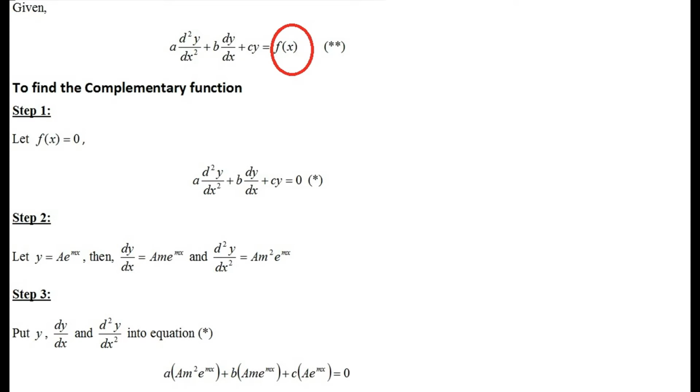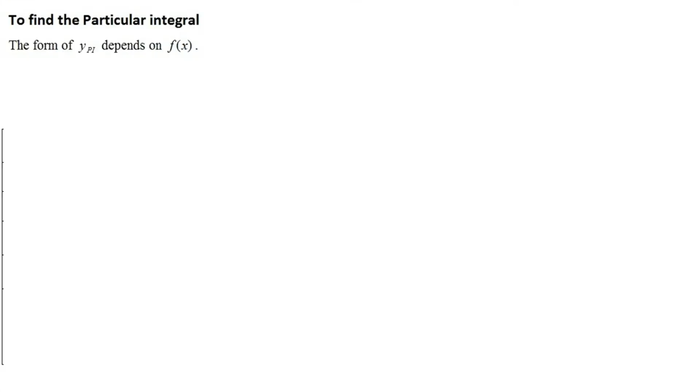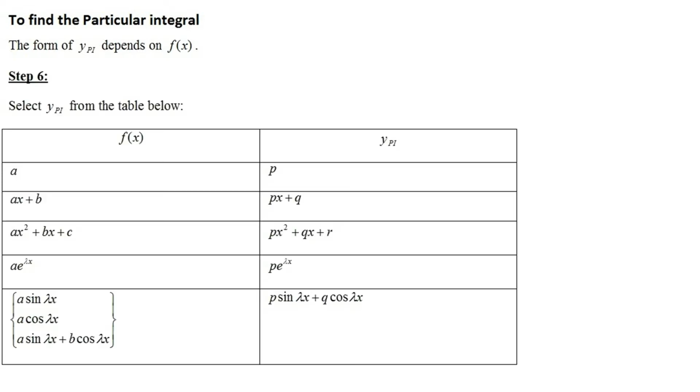Particular integral is denoted by ypi, okay? So let me talk to you about the steps involved. Now, the form of your particular integral ypi depends on f of x. So it depends on the function of x appearing on the right-hand side of your second order differential equation, okay? Now, I've constructed a table, okay? And you need to select your ypi depending on the form of your f of x, okay?